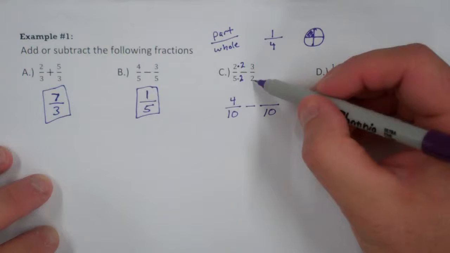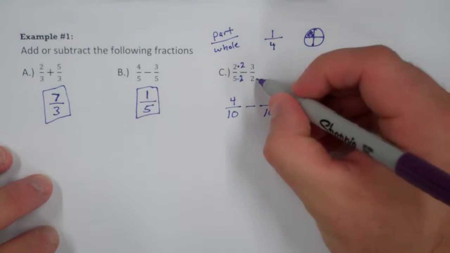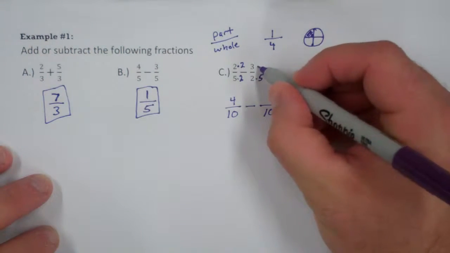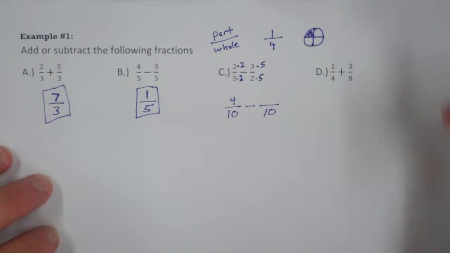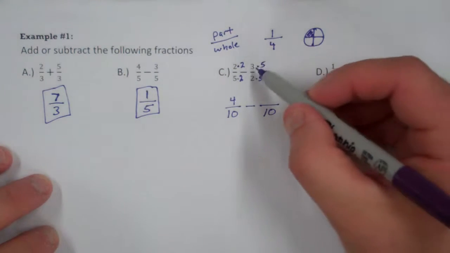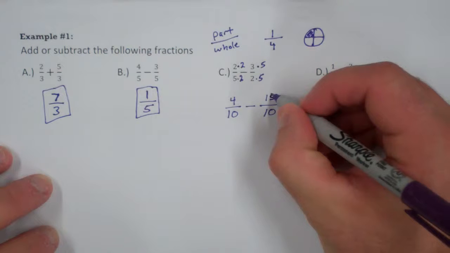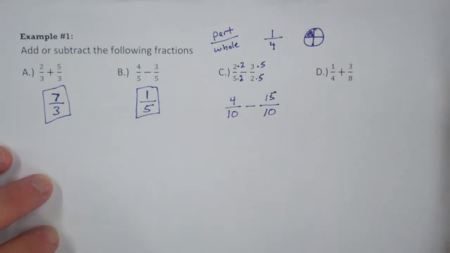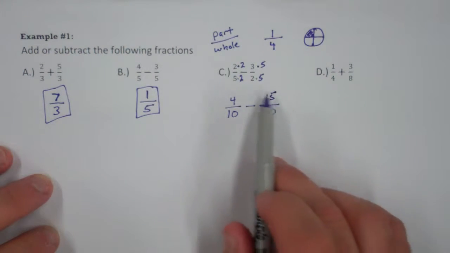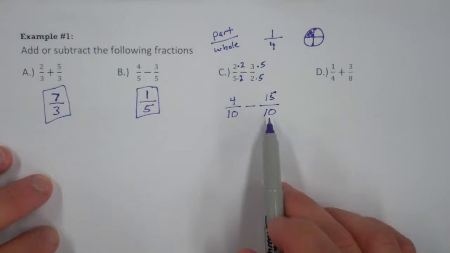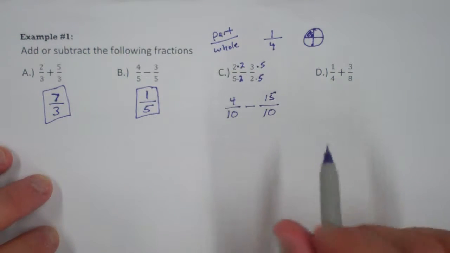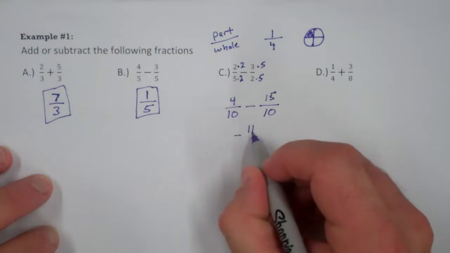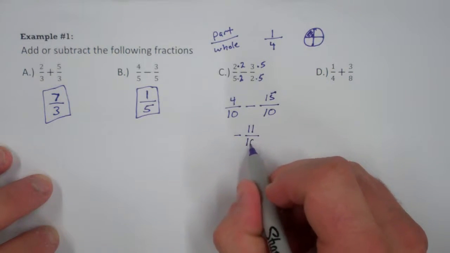With 3 over 2, we need to do the same thing, but this time we're going to multiply the bottom by 5, and we must also multiply the top, or the numerator, by 5. 3 times 5 is 15. 2 times 5 is our 10. We can now actually perform this operation. 4 minus 15 is negative 11 over 10.